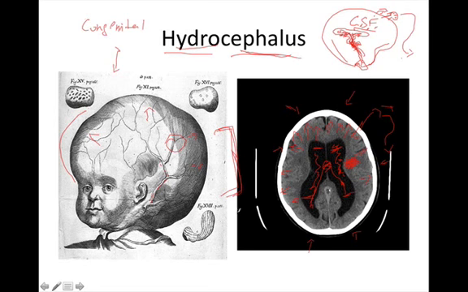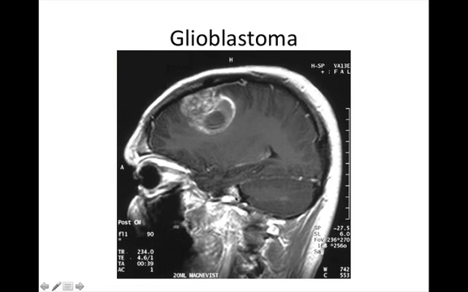Okay, so that's hydrocephalus, and this is an image of a glioblastoma, probably one of the most, if not the most, aggressive brain tumors that can develop. And you can see this is a massive tumor, and you can figure out how this is going to increase pressure in the brain itself. This is going to, again, cause bad headaches. It could cause a person to become nauseated or vomit.